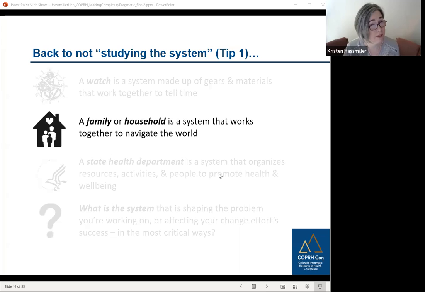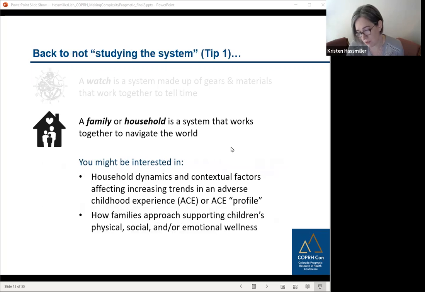Now, back to not studying the system, but instead finding a trend or a scoped component of services to study. Two things that are just examples here. If we were interested in a family or a household, we could start to talk about that as a system, but you could imagine how big this would get and how much heterogeneity there might be, and how I do that versus you do that. So instead, we want to think about some curves we want to bend. Perhaps we want to understand how household dynamics and contextual factors in the environment affect increasing trends in a given adverse childhood experience or ACE, or maybe an ACE profile. A set of ACEs. So we want to do this deep dive into these aspects of a family that matter most.